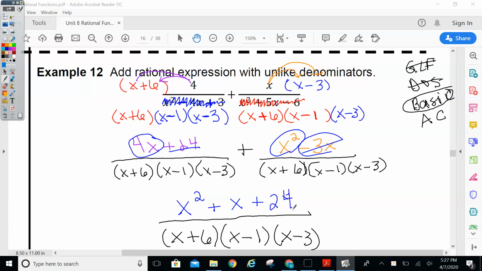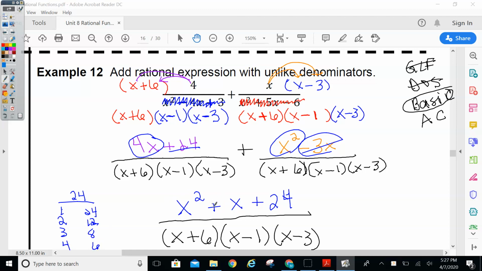Now what you should check is to see if you can factor this and if it can reduce. If it can, then you should do that. If it can't, then you just leave it alone. So here if we look at 24, what are the factors of 24? 1 and 24, 2 and 12, 3 and 8, and 4 and 6.